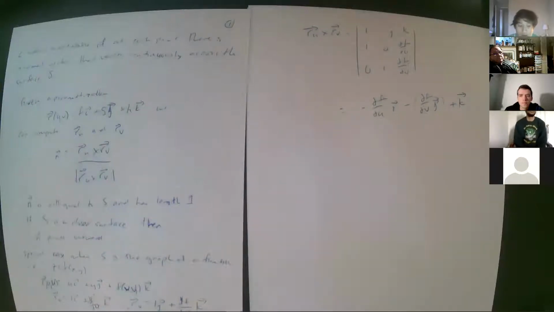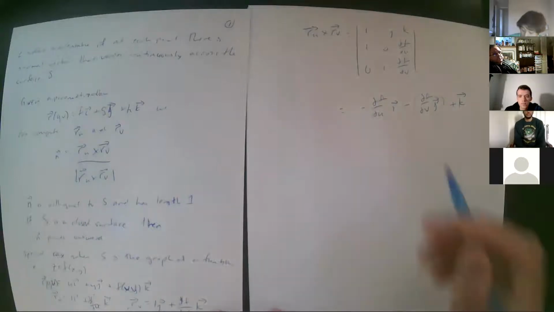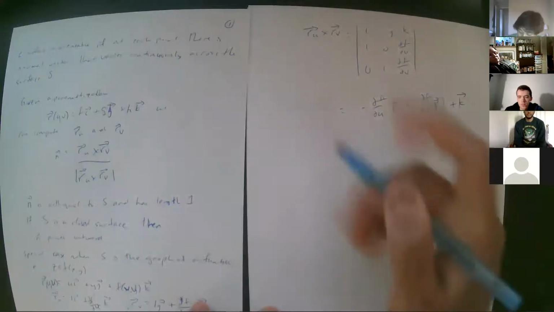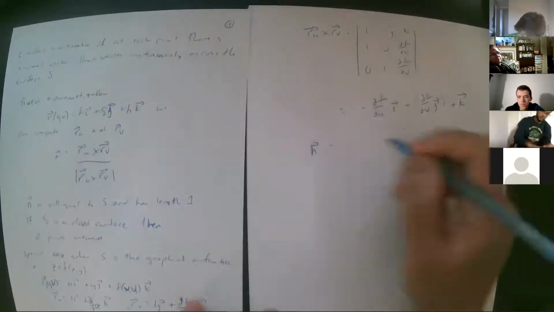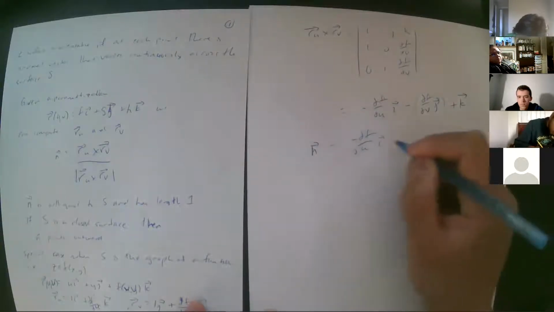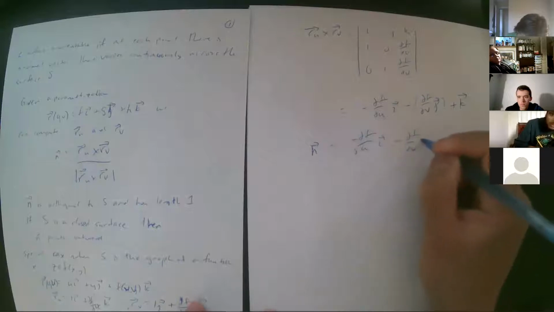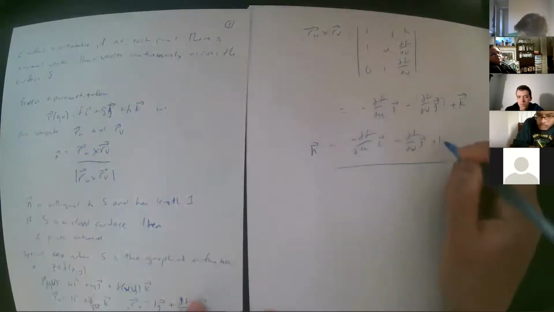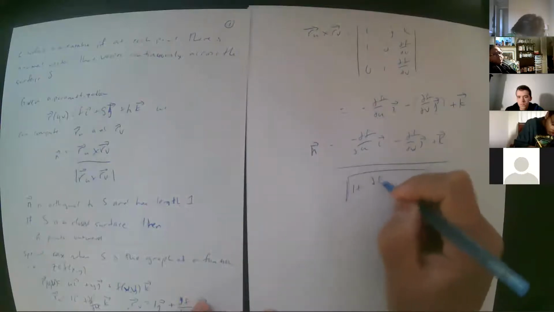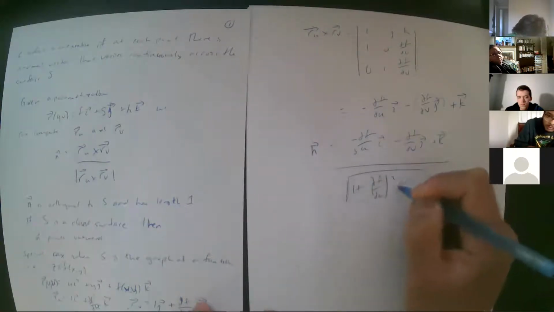So when our surface is the graph of a function, the cross product has a very nice form. And so n is minus df du i minus df dv j plus 1 k over the square root of 1 plus (df du) squared plus (df dv) squared.